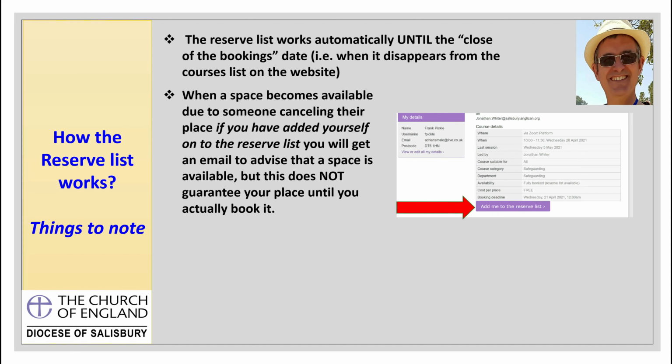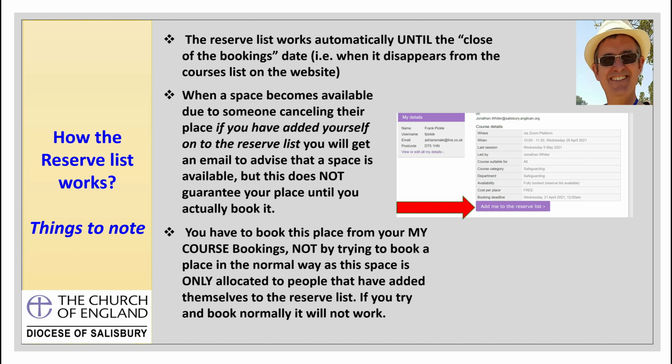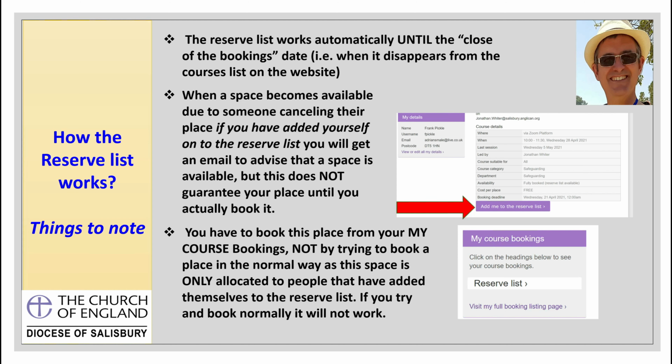This is how you add yourself to the reserve list of a course. You have to book this place from your My Course bookings, not by trying to book a place in the normal way, as this space is only allocated to people who have added themselves to the reserve list. If you try and book the normal way, it will not work. And you'll see here, this is how you access your reserve list.